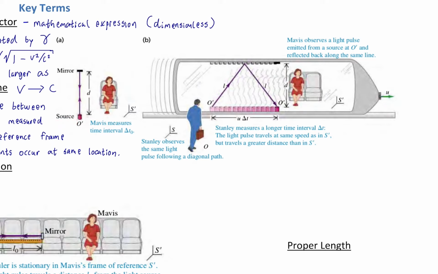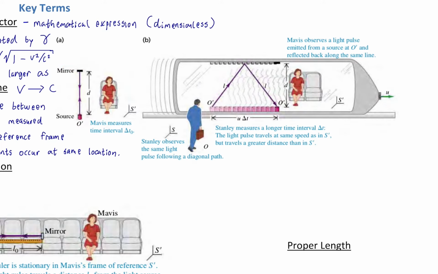Okay? So in which reference frame do those two events take place at the same location? Mavis's, and only Mavis's reference frame. Because for Stanley, the two events of sending the light and receiving the light would take place at different locations. The sending, for example, would take place here, and then the receiving would take place over there. There was movement between them, thus those two events were not at the same location in Stanley's reference frame. Thus, Stanley does not measure the proper time. Only Mavis measures the proper time for this particular series of events, right?